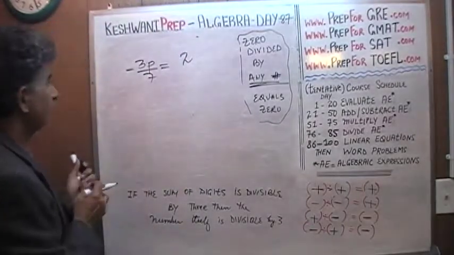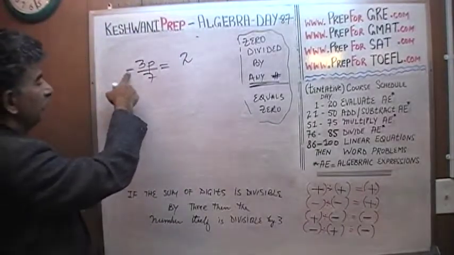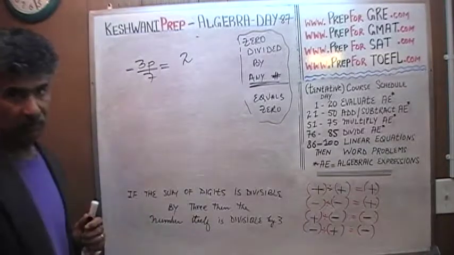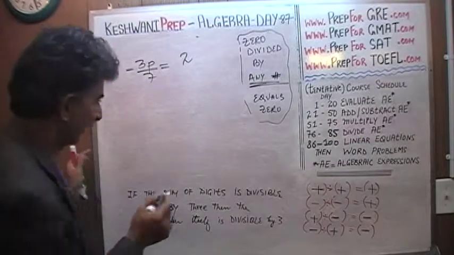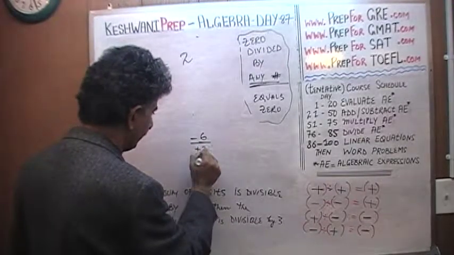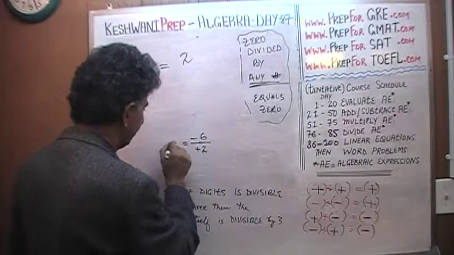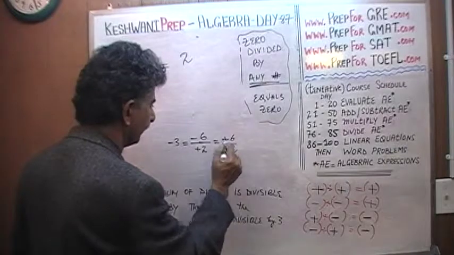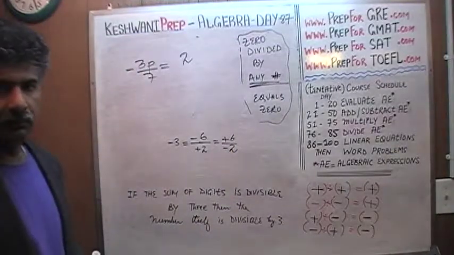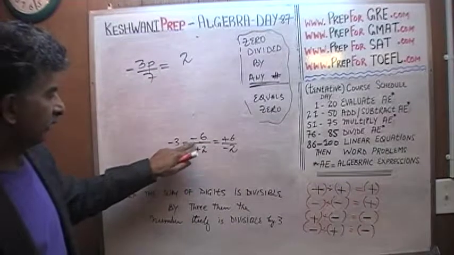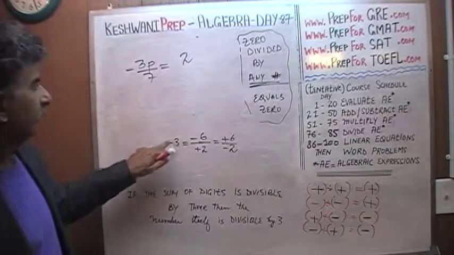Now you see this negative, it's up to you. You can pretend that this negative belongs to the top guy, or you can pretend that this negative belongs to the bottom guy. It doesn't matter, it's the same. Because negative 6 over positive 2 equals negative 3, but so does positive 6 divided by negative 2. So it doesn't matter which one you call negative and which one you call positive, as long as they're opposite, it will equal negative 3. That's what's going on here.